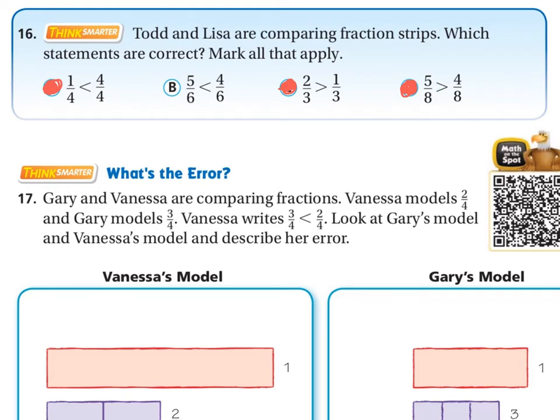Now, if you forgot that when the denominators are the same, you can just look at the numerator, you could have absolutely used the butterfly method here and cross-multiplied to figure out each of these answers. But you definitely had to have A, C, and D. B is the only one that is not true.